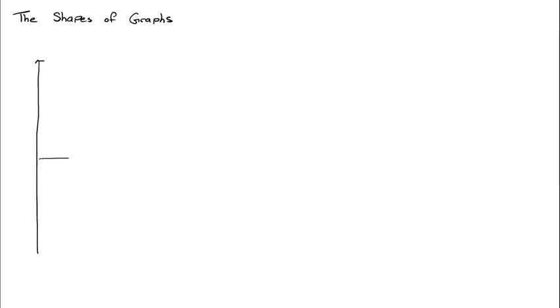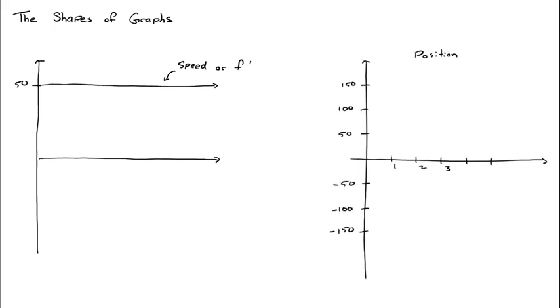Let's say you're traveling at a constant 50 miles per hour. The graph of your speed would look like a horizontal line. It's not changing. Since this is your speed, it represents f prime, or the derivative of your position. What would the graph of your position look like?